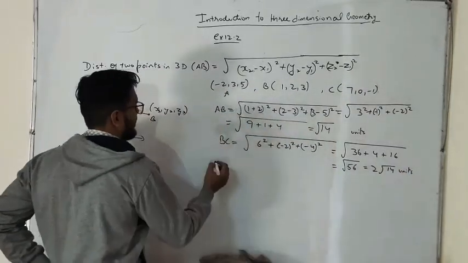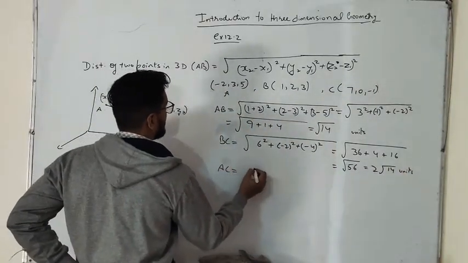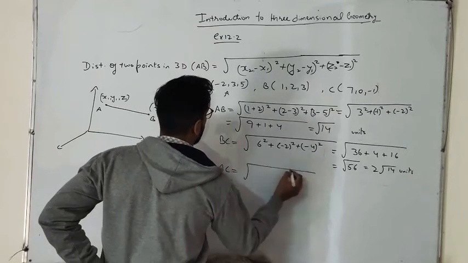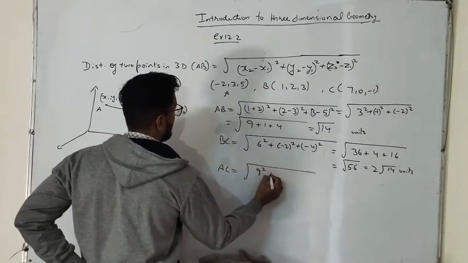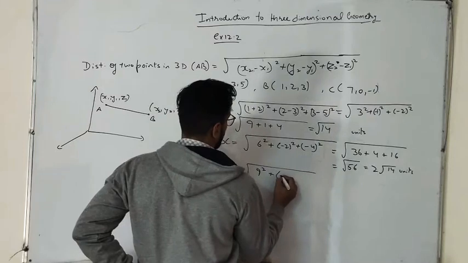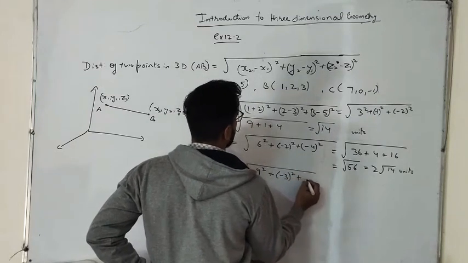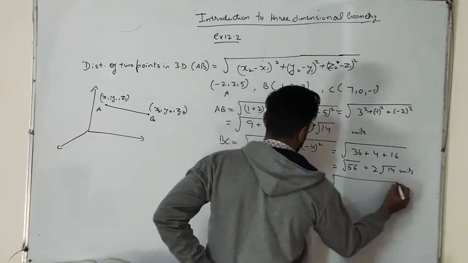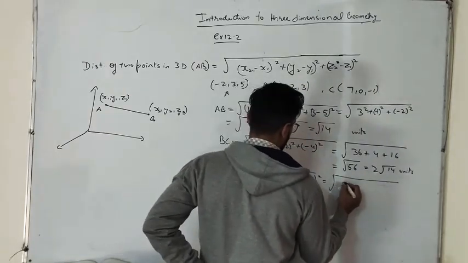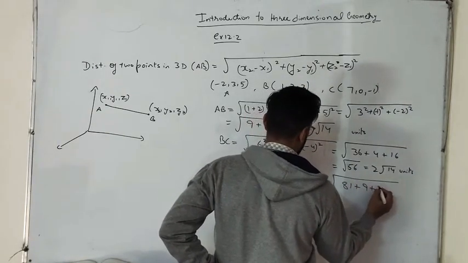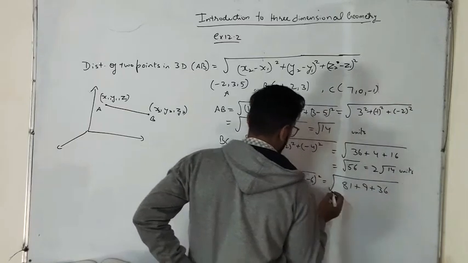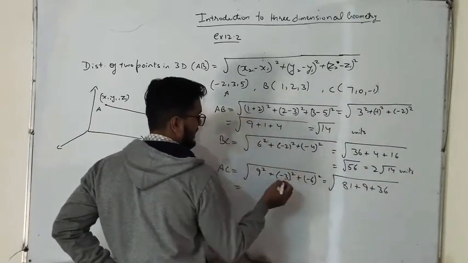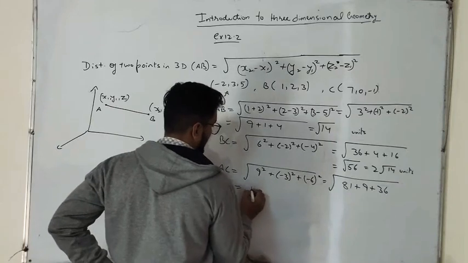Next, let's calculate AC. So 7 plus 2, 9 square, plus (-3) square, plus (-6) square, is equal to the square root of 81 plus 9 plus 36. So 81 plus 9 is 90, 90 plus 36 is 126.